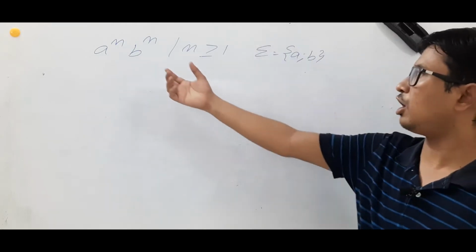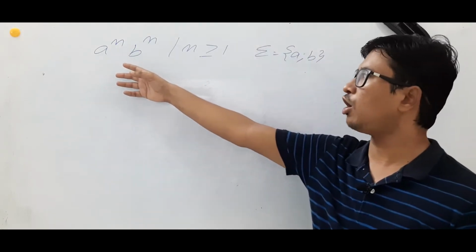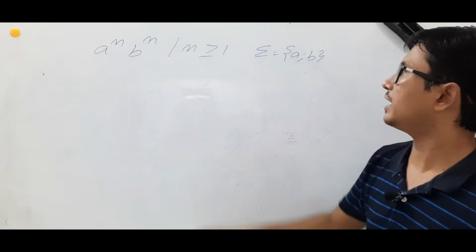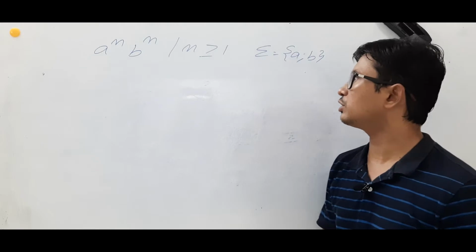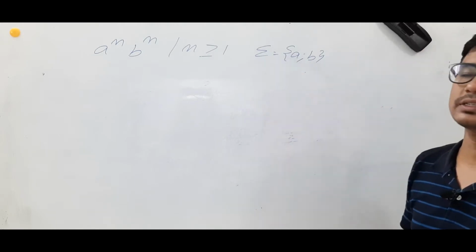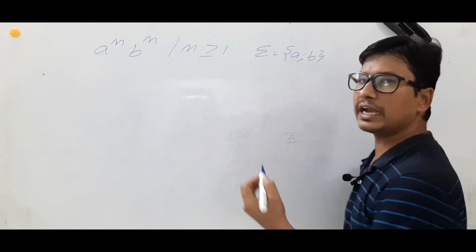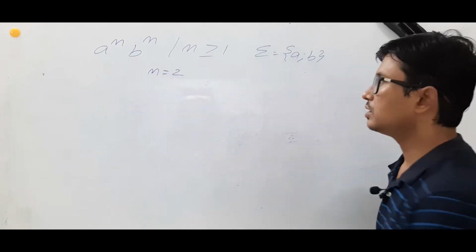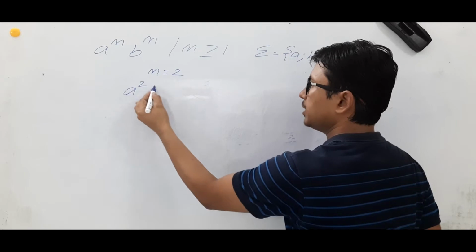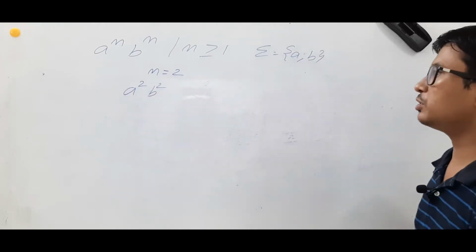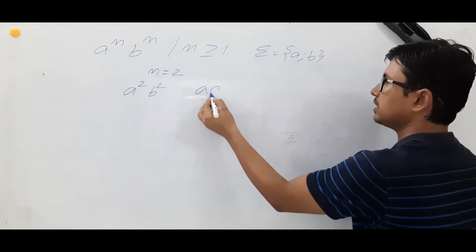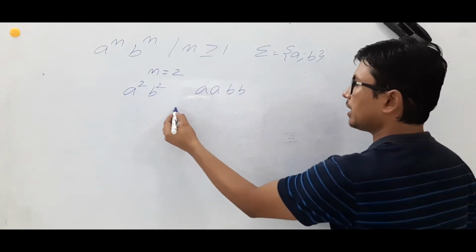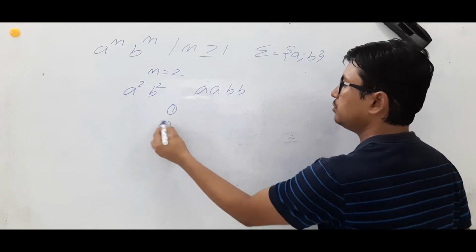I have taken a language in which the strings are in the form a power n, b power n, where n is greater than or equal to 1, over the input alphabets a comma b. Since n is greater than or equal to 1, I can take n equal to 2. So a power 2, b power 2 is a string possible over this language, which I can write as a a b b. Now with this one, I can identify two points.